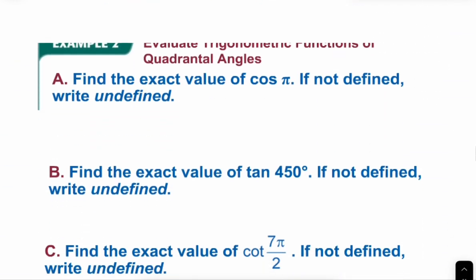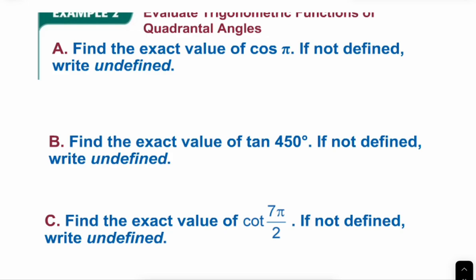That's cool. Okay. So let's talk about finding the exact value of the cosine of pi, the tangent of 450, and the cotangent of 7 pi over 2. So let's talk about A. If we land at pi, we're just going to say that we have landed at some point r, 0. I don't care what it is, some point r, 0.